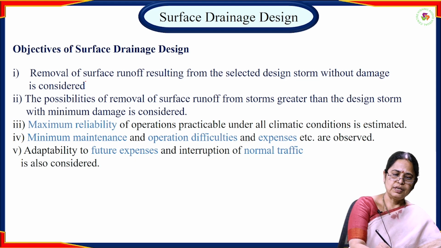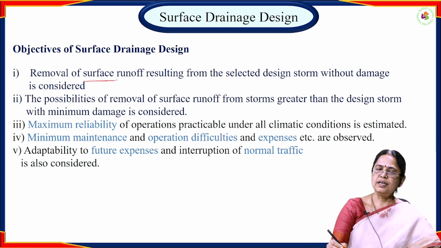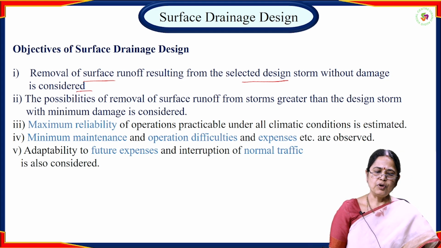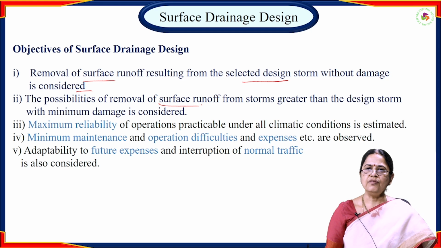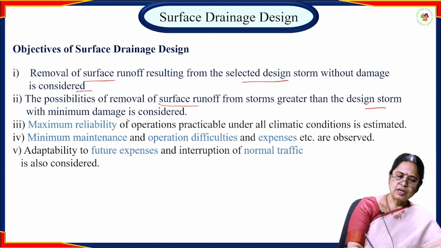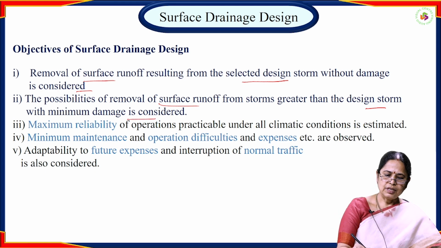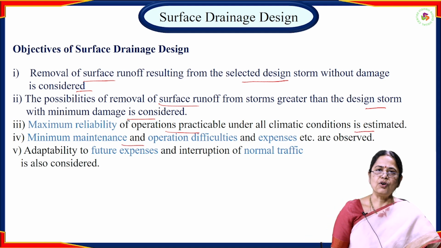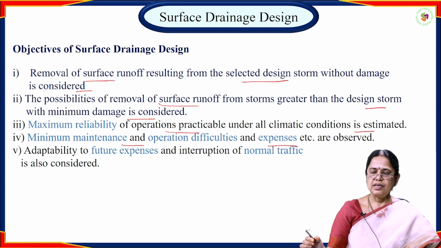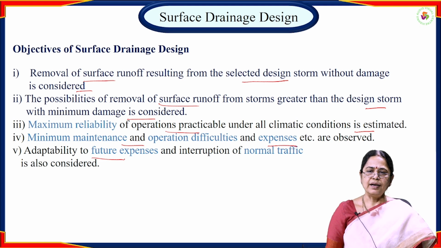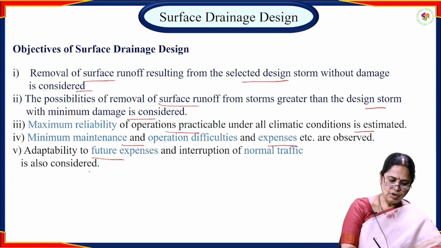The first objective is the removal of surface runoff resulting from the selected design storm without damage. The possibilities of removal of surface runoff from storms greater than the design storm with minimum damage are considered. Maximum reliability of operations practicable under all climatic conditions is estimated. Minimum maintenance and operation difficulties and expenses are also observed. Adaptability to future expansion and interruption of normal traffic is also considered.